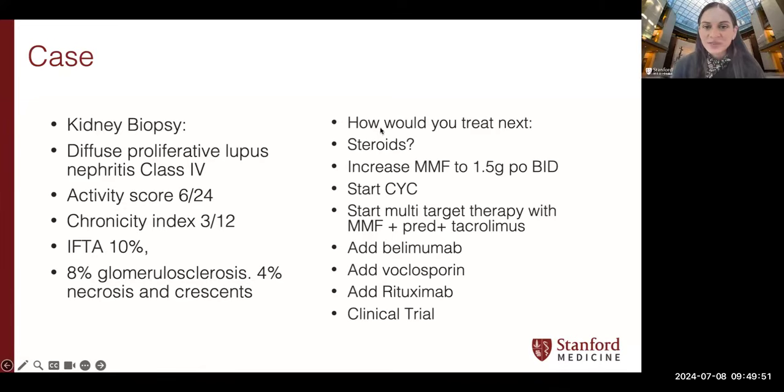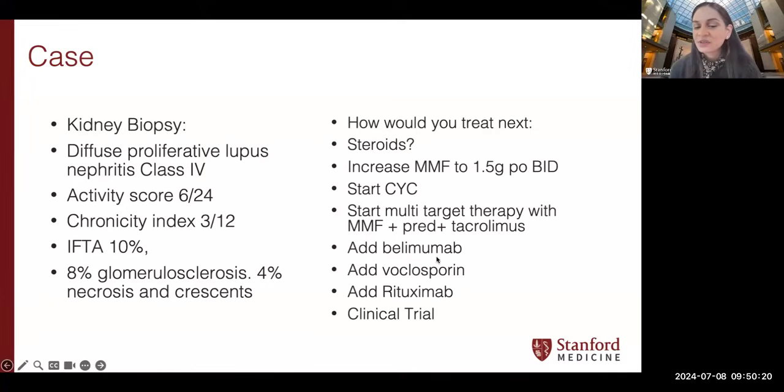So how do I treat this patient? Do I give her steroids? These are the decisions that we have to make as a nephrologist, or what my fellows learn how to do. And also in studies, we have to understand which treatments they can be on and not be on. So again, the drug that she's already on, do we increase that? Do we switch her to cyclophosphamide that she got before? Do we put her on what's called multitarget therapy with CellCept, prednisone, and tacrolimus?